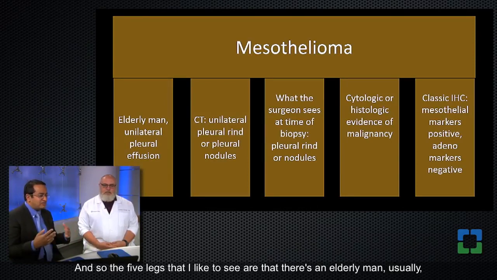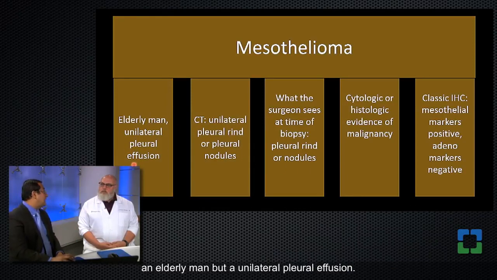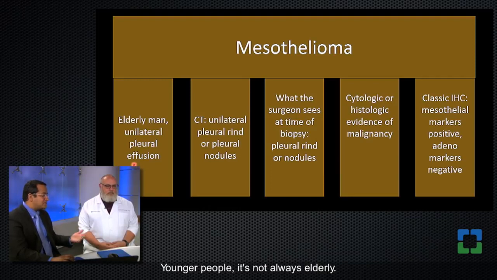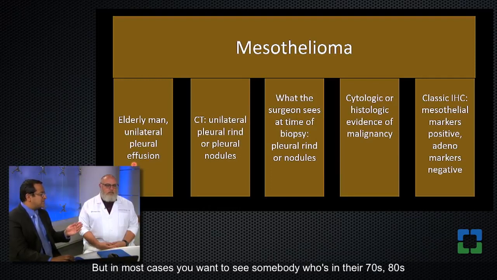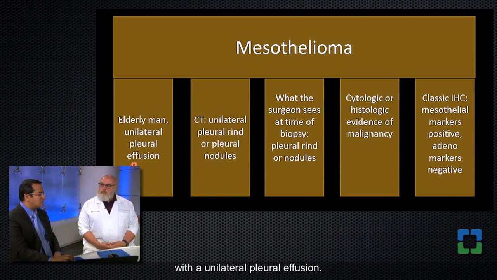Right. And so the 5 legs that I like to see are that there's an elderly man, usually, an elderly man with a unilateral pleural effusion. And we know that leg will not always be true. Sometimes women have mesotheliomas. Right. Younger people, it's not always elderly. But in most cases, you want to see somebody who's in their 70s, 80s with a unilateral pleural effusion.